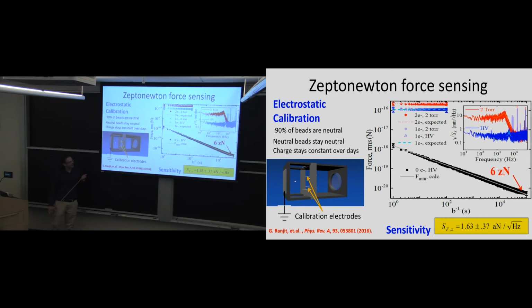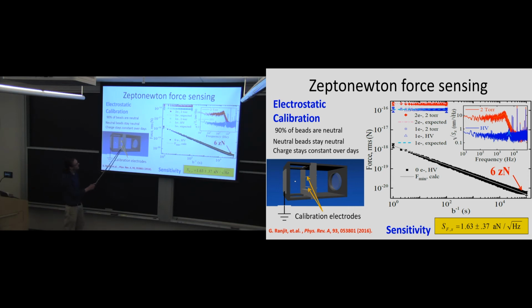And so we do that a couple different ways, one of which is an electrostatic calibration. It turns out that most of these particles are collected with no net electrical charge, and they tend to stay that way. Once in a while, about 10% of the time, we get a particle that has either 1 or 2 extra electrons on it.